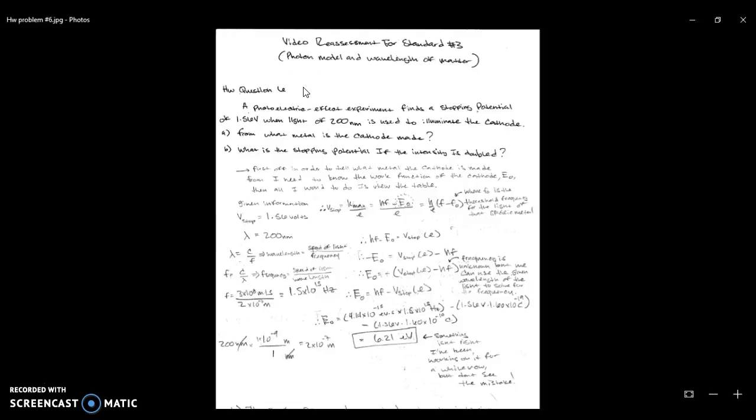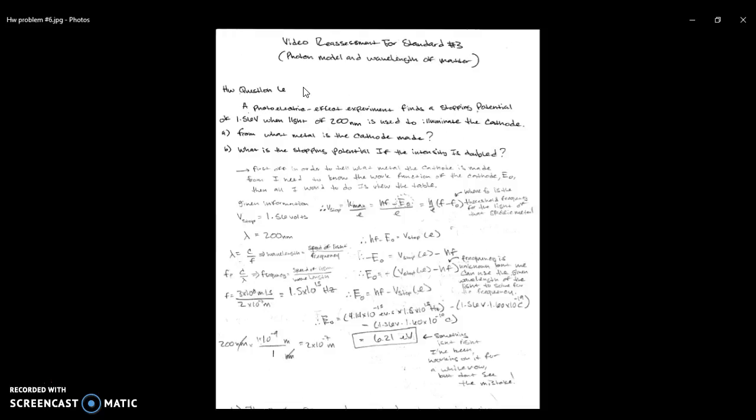Okay, homework question number 6. A photoelectric effect experiment finds a stopping potential of 1.56 volts when light of 200 nanometers is used to illuminate the cathode. Part A, from what metal is the cathode made? And part B, what is the stopping potential if the intensity is doubled?